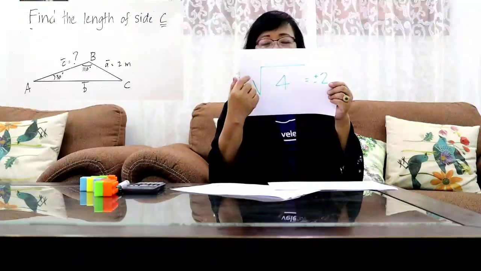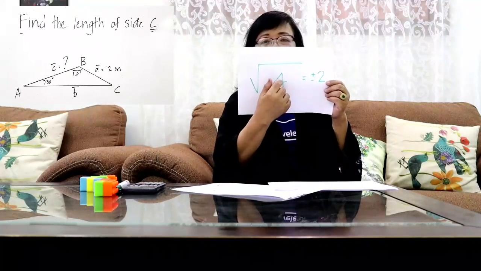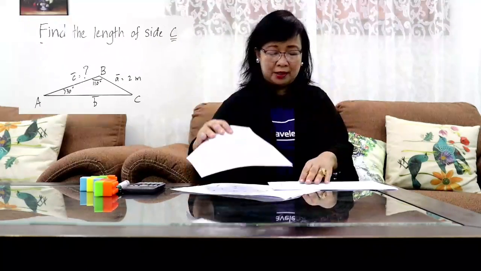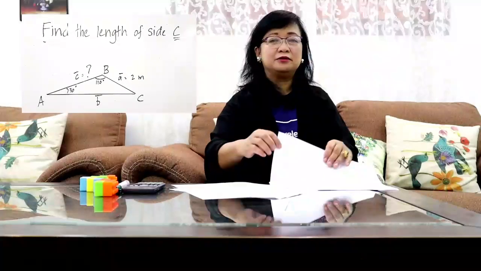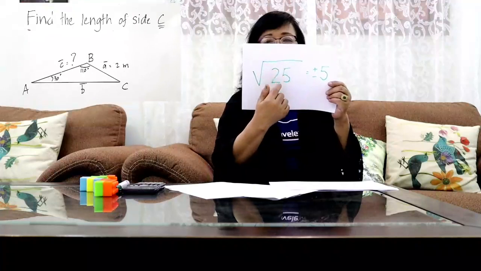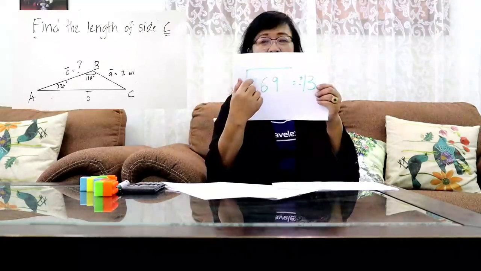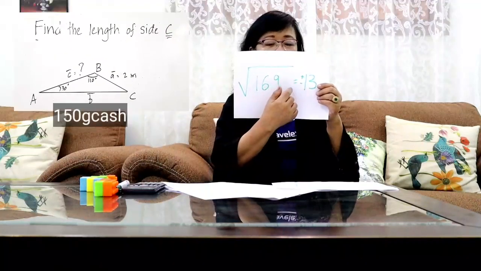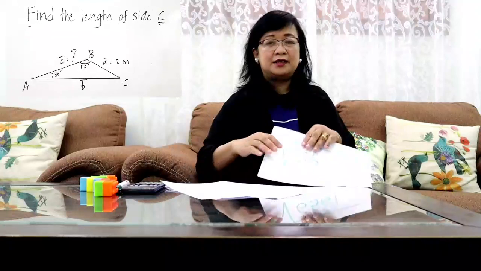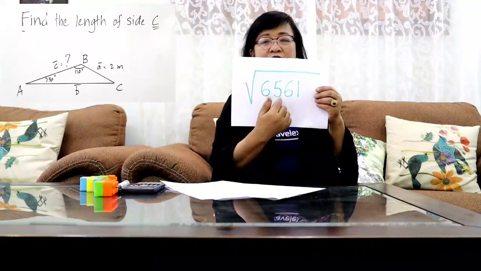Now, for example, we want to take the square root of a one-digit number, so the square root of 4 is equal to plus or minus 2. Now, if you want to take the square root of a 2-digit number, this is the one. The square root of 25 is equal to plus or minus 5. The square root of a 3-digit number, 169, is equal to plus or minus 13. And the last one, the square root of a 4-digit number.